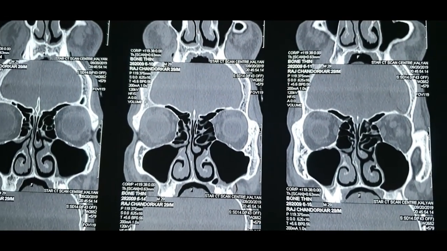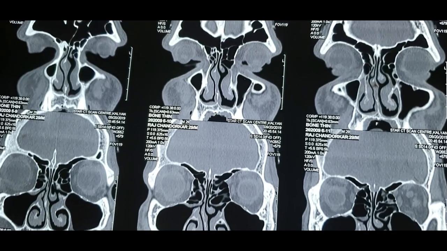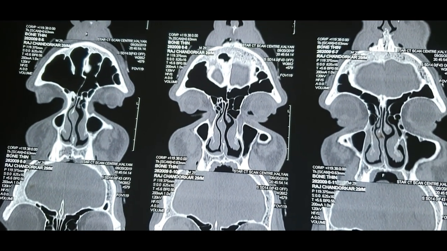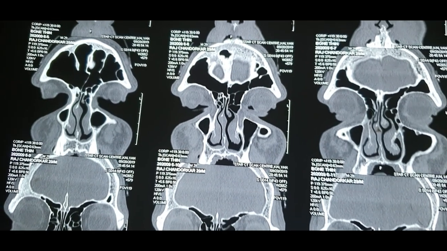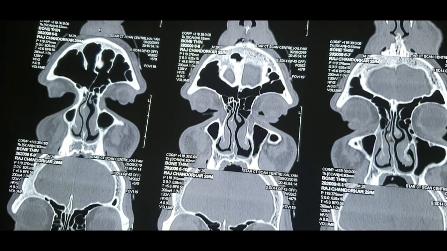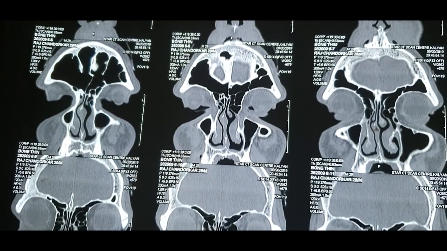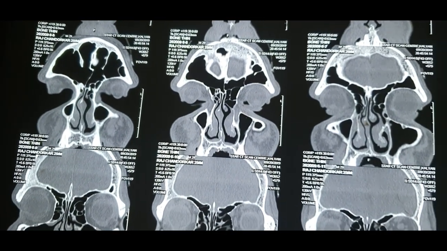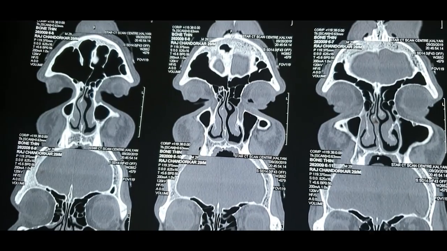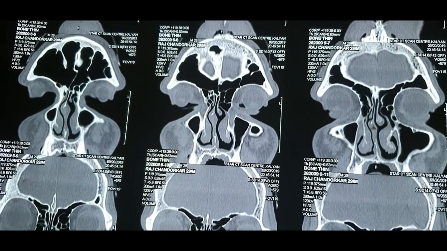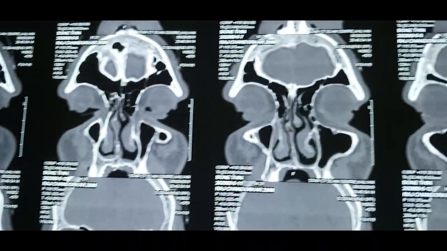In today's video, I'll be teaching you how to read a CT PNS in simple steps. When a surgeon orders a CT scan before operating on a patient for sinus surgery or skull-base surgery, it is very important for the surgeon to know the basic anatomy of the sinus structures and the landmarks around it so that he does not have any complicated surgery.